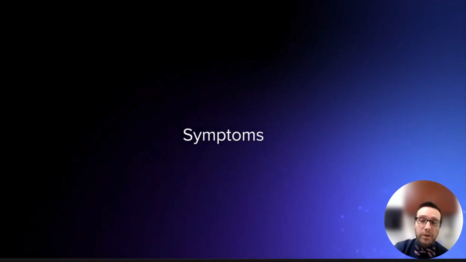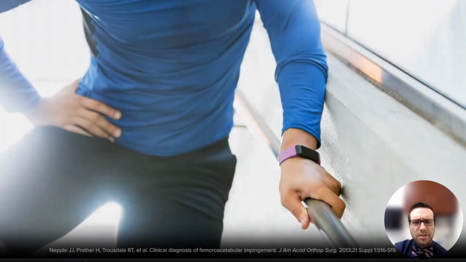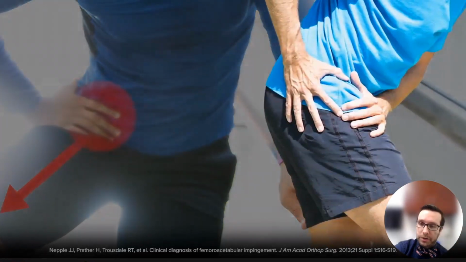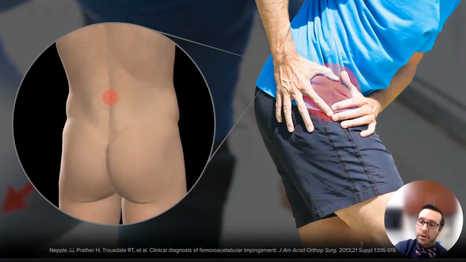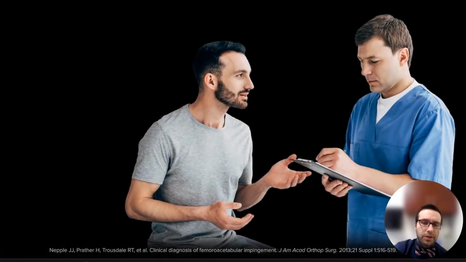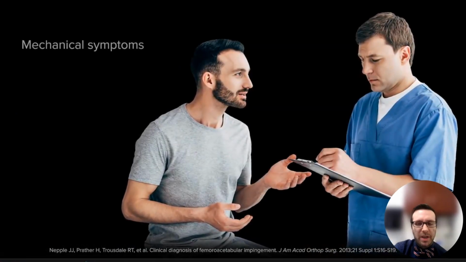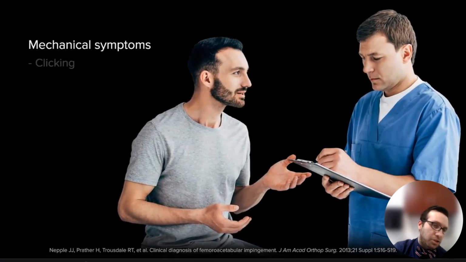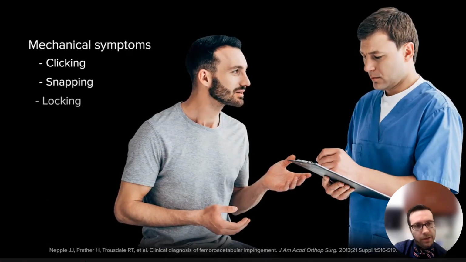Patients can present with a variety of symptoms. The insidious onset of the affected hip typically starts in the groin. Pain can also start in the anterior thigh. It can also start in the greater trochanteric area, the lower back, and in the buttocks. In addition to pain, most patients will complain of mechanical symptoms, such as clicking, snapping, and locking.